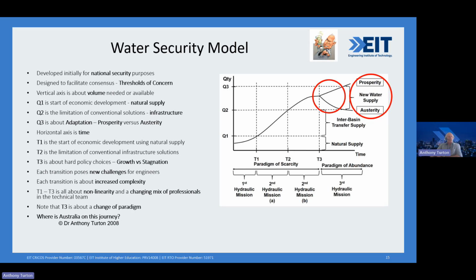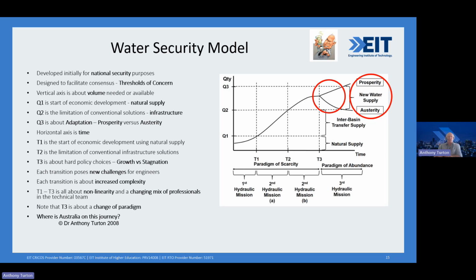So the point I want to make here is that each transition from T1 to T2 to T3, Q1, Q2, Q3, each of those transitions changes the level of complexity. So at the lower level, T1 and Q1, that's just purely about engineering. That's only engineering, nothing else matters. When you start getting to T2 and Q2, you now start talking about economics, you start talking about social stability, you start talking about national security, so you start talking about a whole lot of other alternative things.